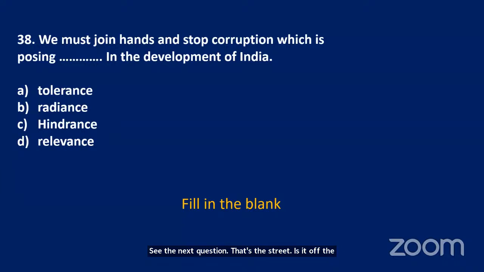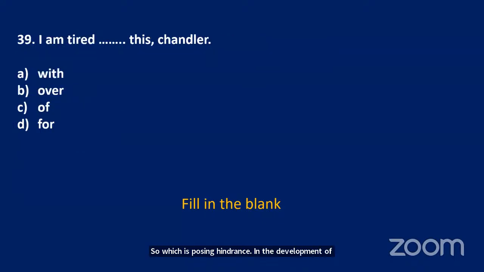See the next one. We must join hands and stop corruption, which is posing dash in the development of India. So, which is posing hindrance in the development of India. Hindrance means what? Some disturbance. Okay. All right. See the next one.